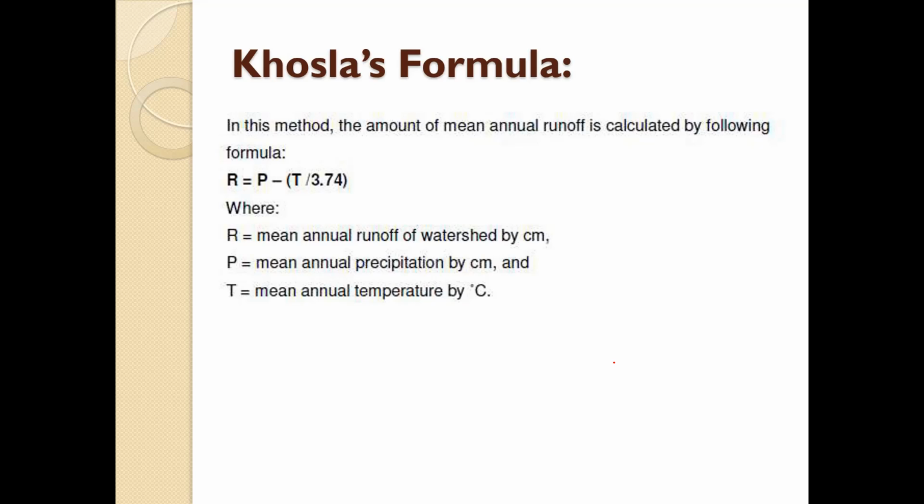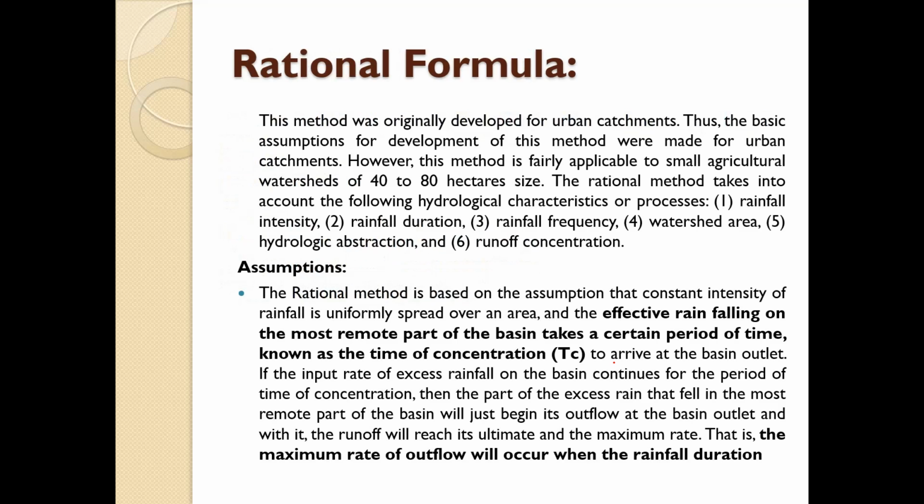And Kosla's formula. In this method, the mean annual runoff is calculated by the following formula: R equals P minus T divided by 3.74, where R is the mean annual runoff of the watershed in centimeters, P is the mean annual precipitation in centimeters, and T is the mean annual temperature in degrees Celsius. All these formulas were developed to calculate runoff conditions in India.